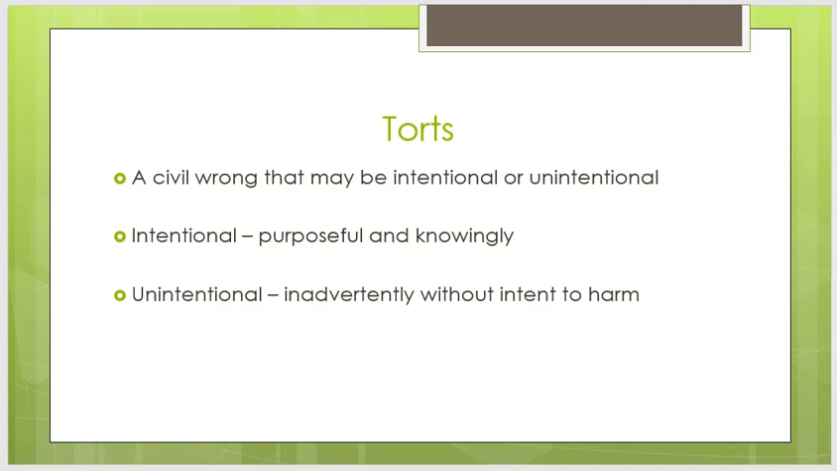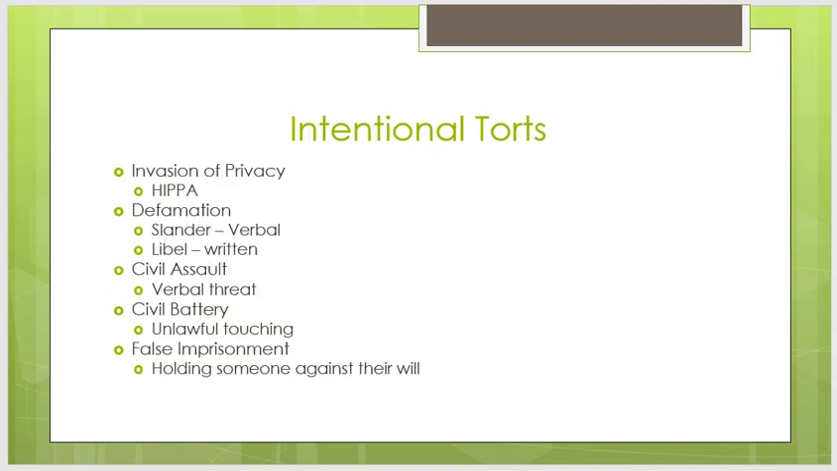A tort is a civil wrong. Now remember, that means between one person and the next. That may be intentional or unintentional. Remember that civil means against one person or their property. So torts can be intentional or unintentional. I know this sounds repetitive, but it helps to repeat these things. So let's go a bit further into torts on the next few slides.